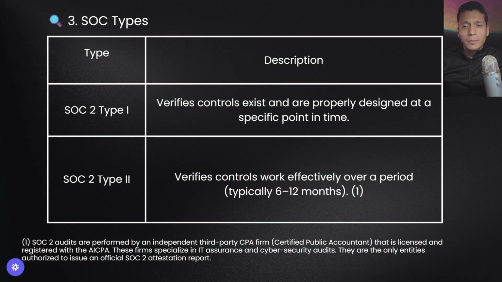We have 2 types of SOC 2. Type 1 verifies controls exist and are properly designed at a specific point in time. Type 2 verifies controls work effectively over a period of time, typically 6 to 12 months. The SOC 2 audits are performed by independent third-party CPA firms that are licensed and registered with the American Institute of Certified Public Accountants. These firms specialize in IT assurance and cybersecurity audits, and these are the only entities authorized to issue an official SOC 2 attestation report.